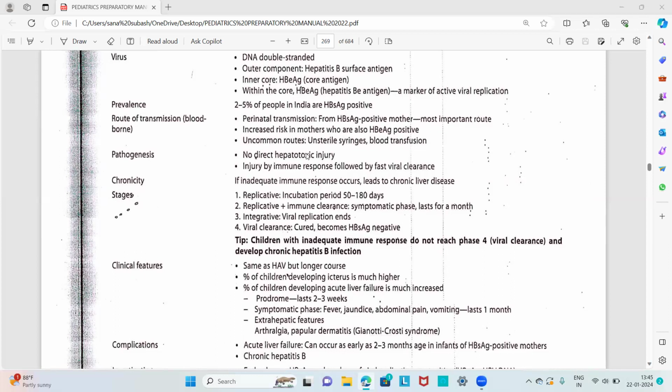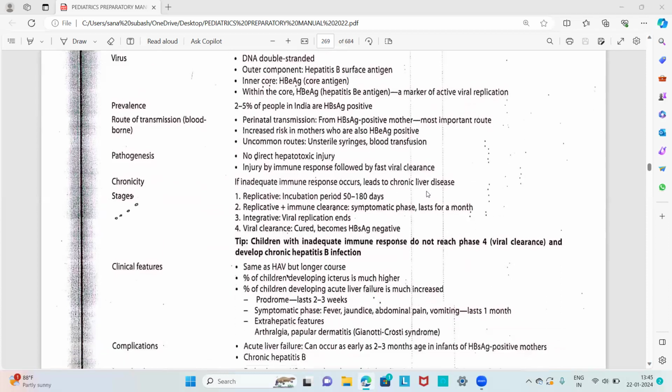And the pathogenesis: there is no direct hepatotoxic injury. Injury is by the immune response followed by fast viral clearance. Immune complexes formed due to the infection produce the hepatotoxic injury, not any direct effect by the virus. And if an inadequate immune response occurs as a result of the immune complex formation, that leads to chronic liver disease in the case of children affected with hepatitis B.